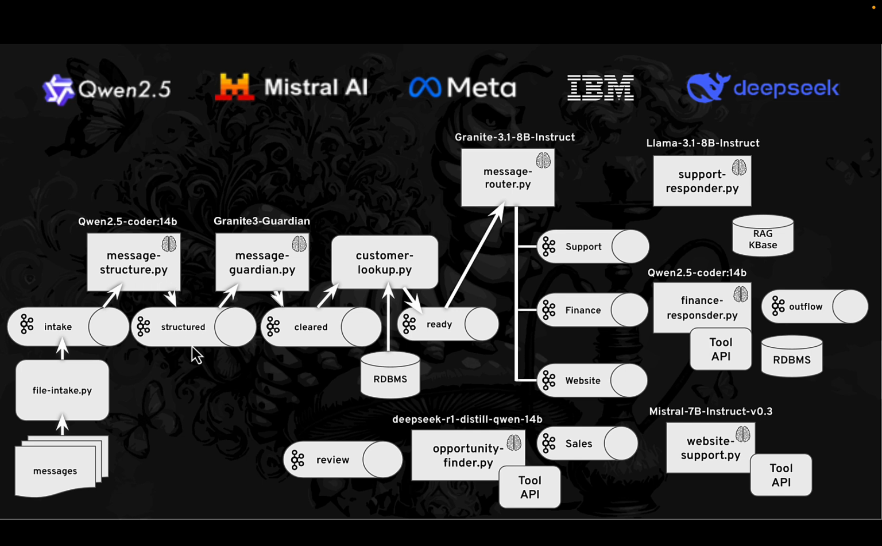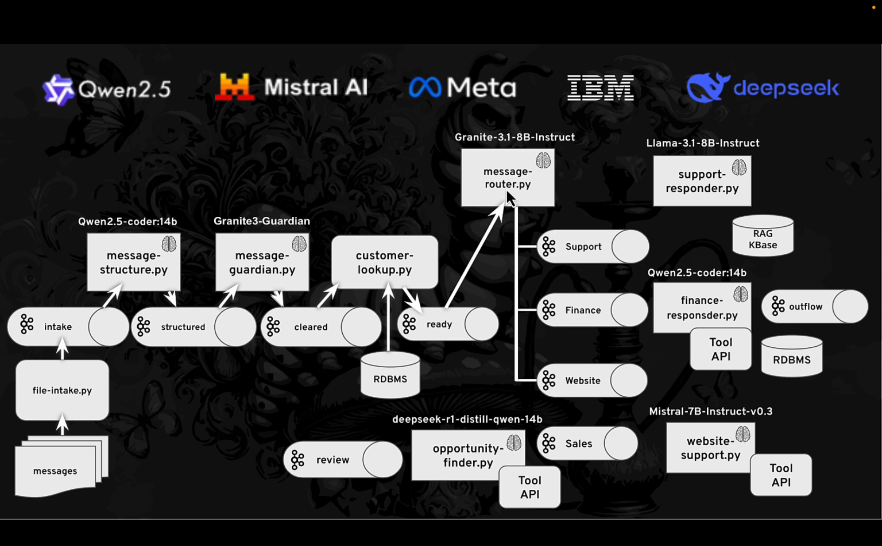Once it has identified structure, it then applies guardrails, if you've heard that term before. This uses the Granite Guardian model, and we'll show you an example of that. It looks for hate speech and profanity, things of that nature. If it gets cleared, then it just runs another component that just talks to a database. And if it can find that customer in our database, then of course it makes it ready. And now it has all the customer details.